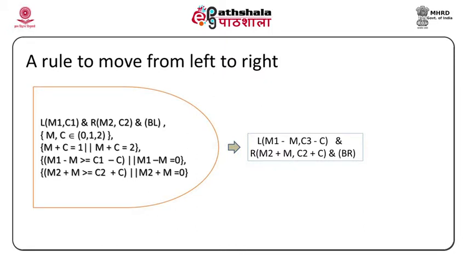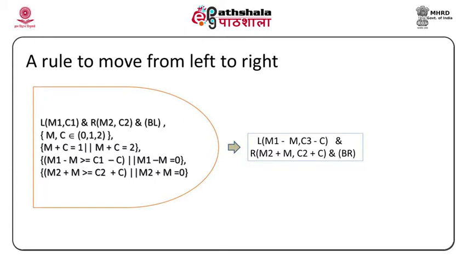Now, look at the 4 prerequisites again. What are the M and C values? They can be 0, 1 and 2. Okay, we know we cannot have more. Why? Because we can't move 3 people across. Maximum values of missionary and cannibal can be 2. If missionaries are 2, cannibal is 0.